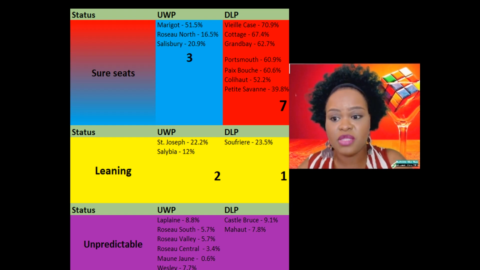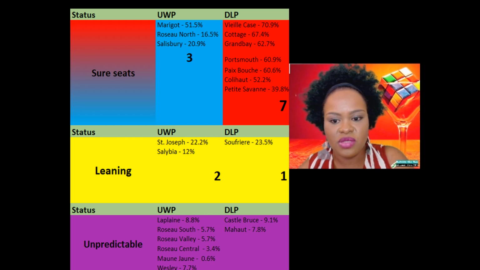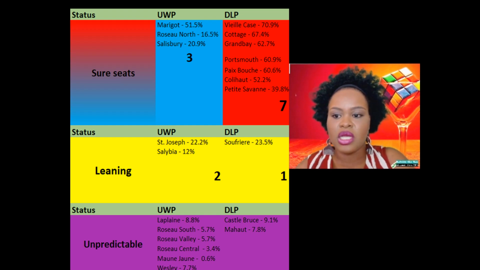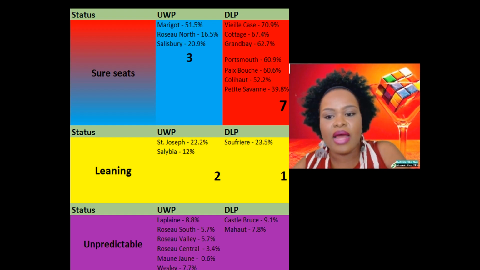So in order for the United Workers' Party to win this election, they have to win either Salibia or St. Joseph, along with all those purple constituencies. So the Lapland seat, Roseau South, Roseau Valley, Roseau Central, Monjon, Wesley, and Castle seat must be won by the United Workers' Party in order for them to win the election. So if they have all those seats, then they would only need Salibia or the St. Joseph seat. So these are the possibilities for the 2 parties in terms of what can happen and what cannot happen.